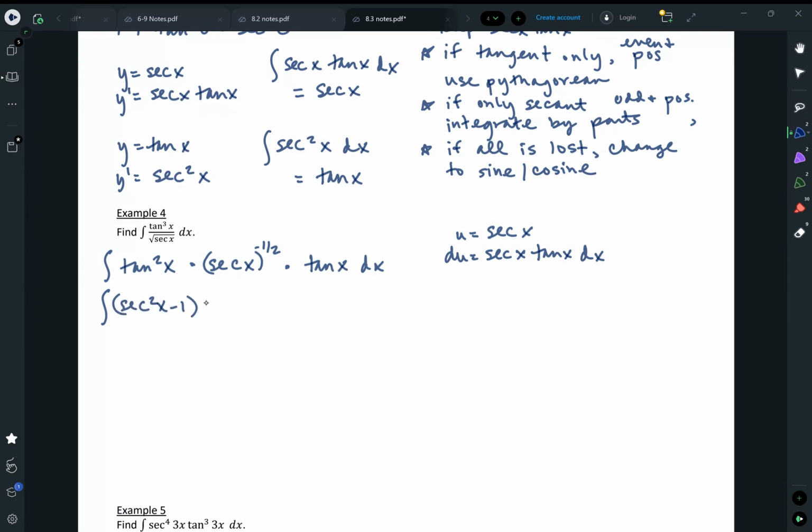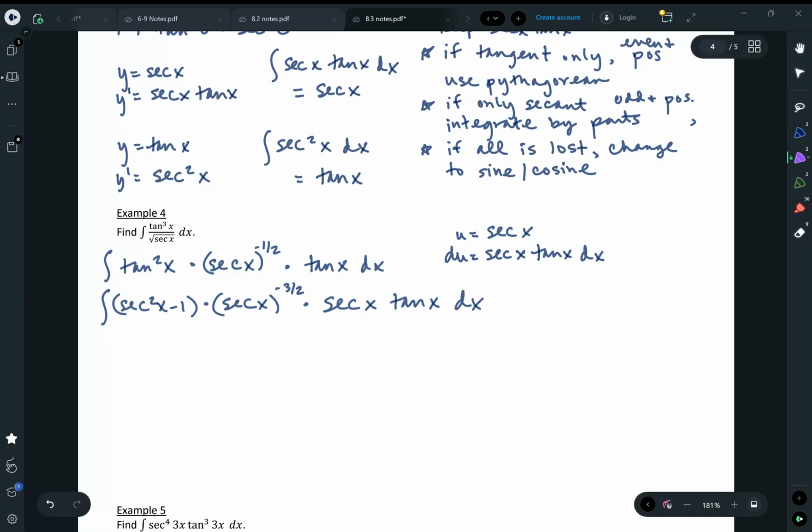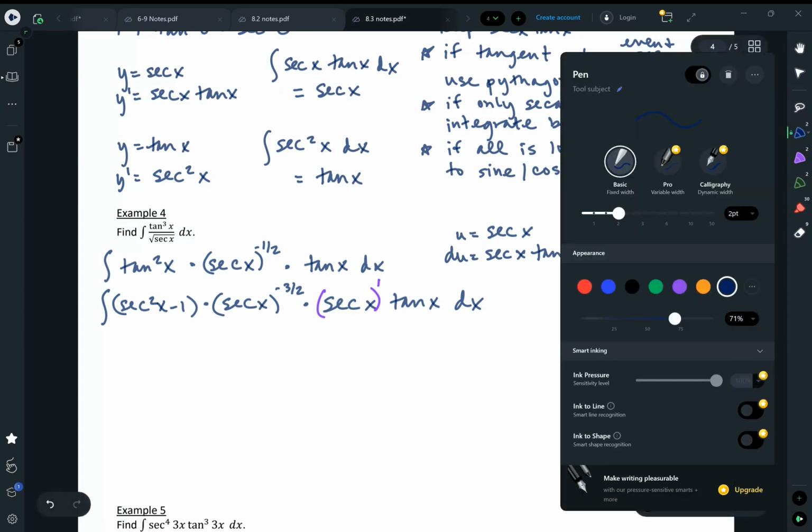And then my secant x, I need to take a factor of secant x out of there. So that means now I'm going to have secant x to the negative 3/2 power times secant x tangent x dx. So now I've got that du. Think about how this secant is to the first power, and negative 3/2 plus 1 makes negative 1/2. I know it's really weird, but I'm totally allowed to do that.